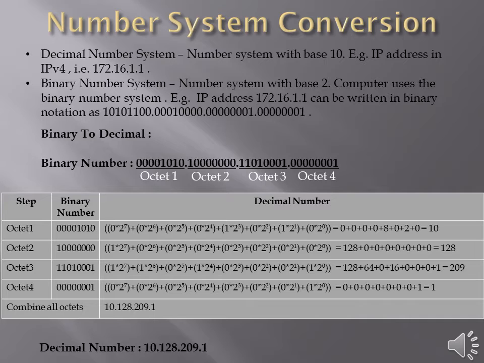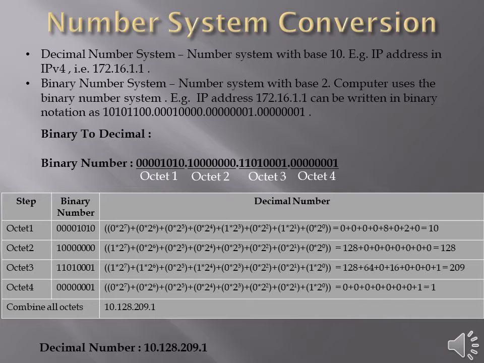So how are we writing this notation and how do we know that 172.16.1.1 converts to this? We will get to know by learning number system conversion. So let's take binary to decimal first. First of all, we will learn how a binary number can be converted to the decimal number system.